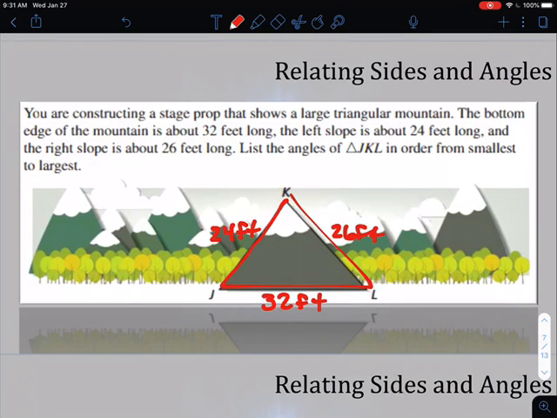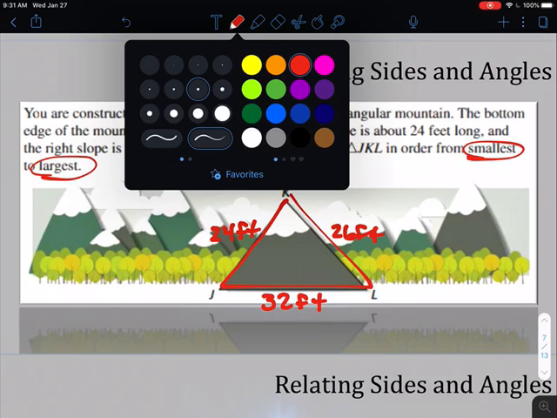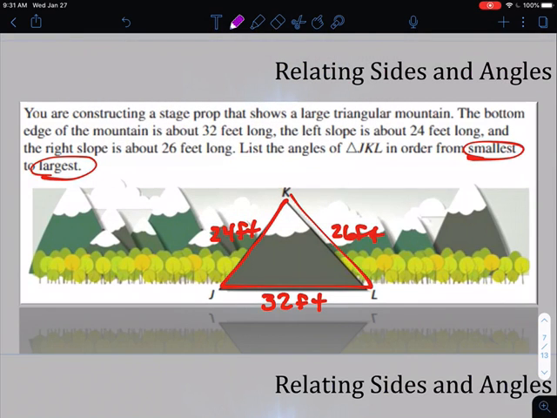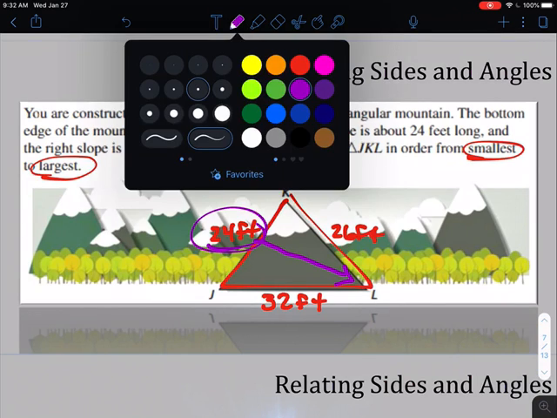It says list the angles of triangle JKL in order from smallest to largest. Now here's where we have to pay really close attention. We want the smallest angle first, the largest angle last. So if I look at this picture down here, I want to start with the smallest. In order to get that, I need the smallest side. Here's my smallest side, 24 feet. When I go across my triangle, my first angle would be angle L. So angle L would be my smallest angle.